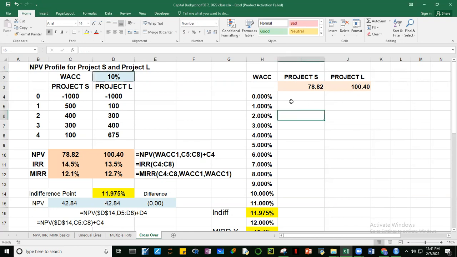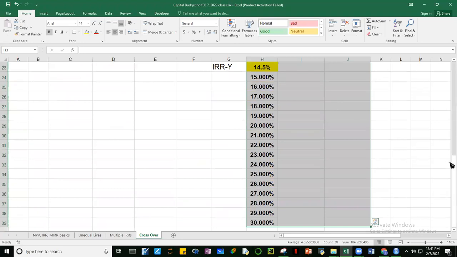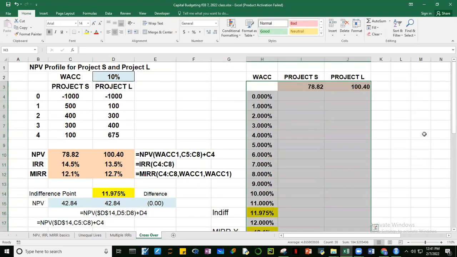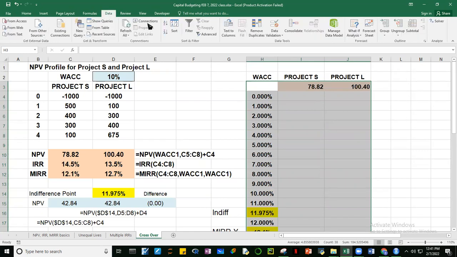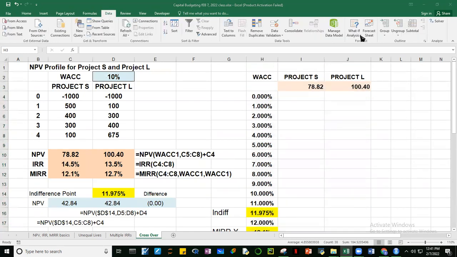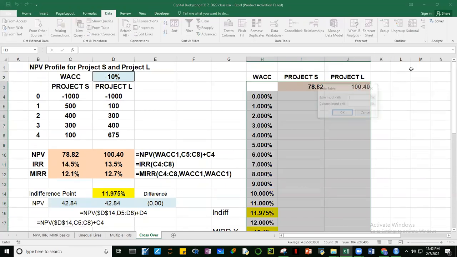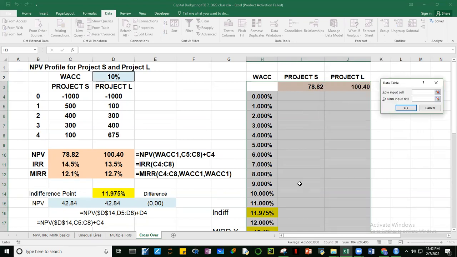All right, so let's now highlight everything. Okay, so we use Data, and then What-If Analysis ulit, and then ito na yung Data Table, guys. This is a very convenient way to fill up these figures. So column input cell natin, ito, kasi column yung data natin. So saan natin ilalagay, guys? Dito.